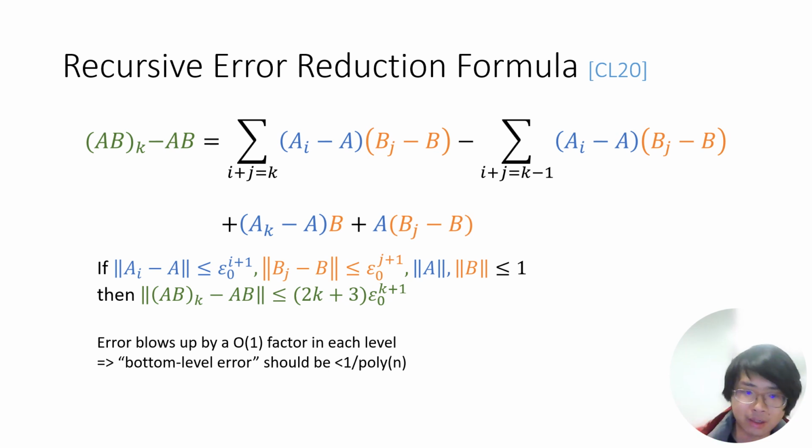So after log n levels, this error blows up. This means that after log n levels, we get a poly n error blow-up. So the bottom level error should also be 1 over poly n. And this is not ideal because we want to take the base case to be the BRY PRG, and we want to allow it to have larger errors so that we actually get savings over Nisan's PRG.